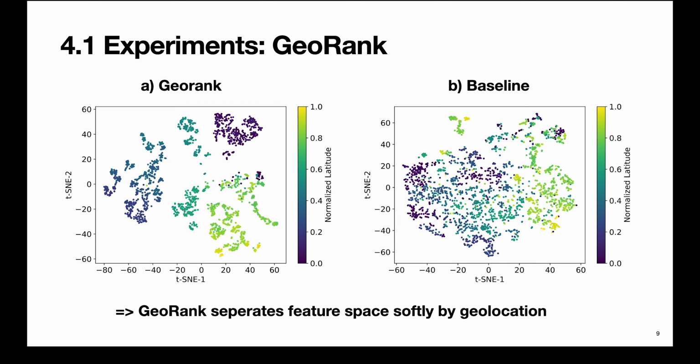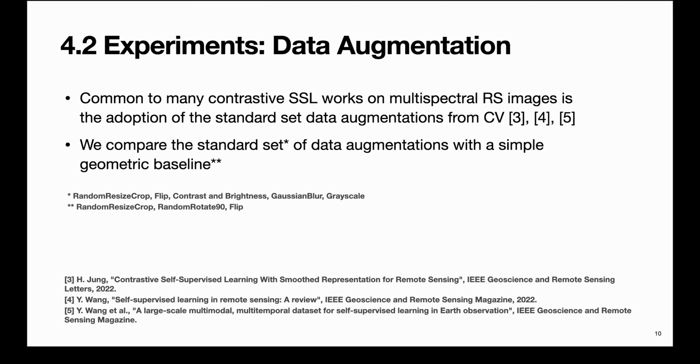We now move to the additional experiments that revisit core design choices in remote sensing SSL. Many contrastive SSL methods for multispectral remote sensing directly adopt the standard data augmentation pipeline from computer vision. In this experiment, we compare the standard computer vision augmentation pipeline to a simple geometric baseline, which avoids channel-based transformations and focuses on spatial invariances.